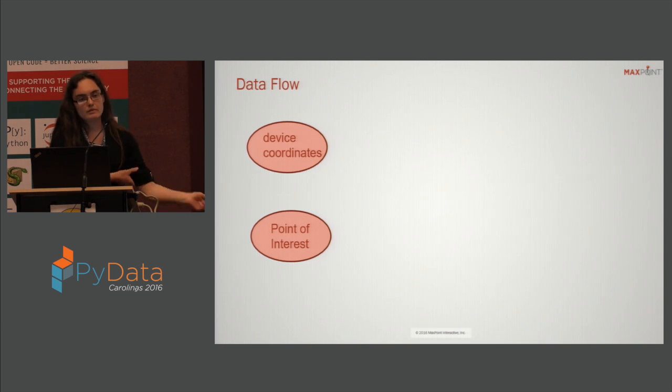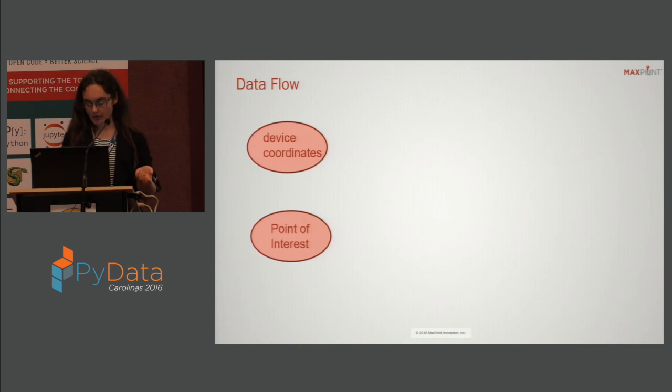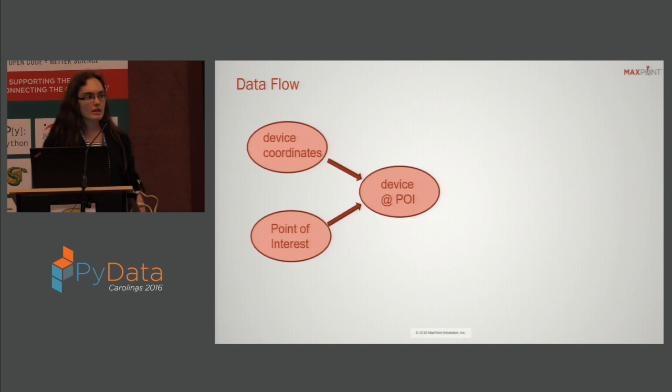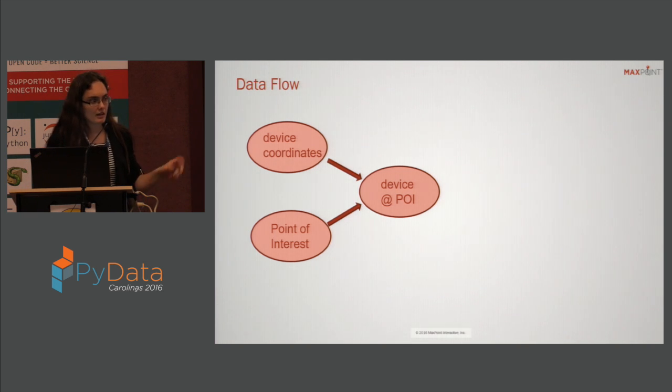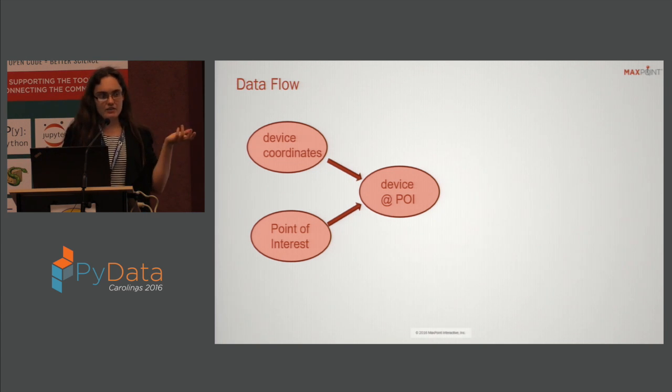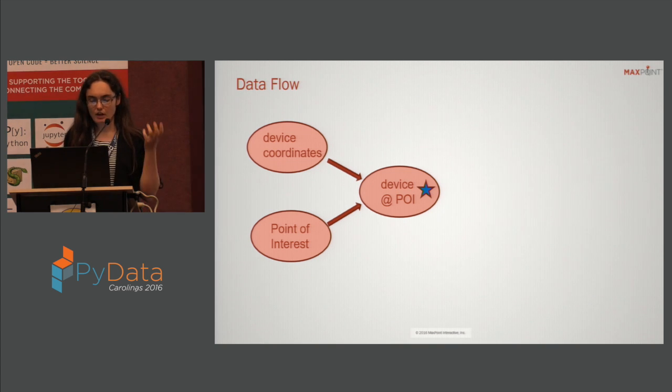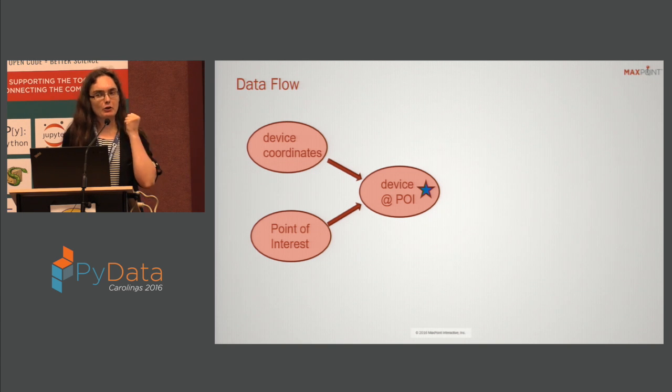So onto our data flow for this. Again, the basic operation that we need to do is take device coordinates and point of interest data and turn it into, okay, I see this device at this point of interest. I see, for instance, if I was trying to attract cats to my house, I see a cat at my house. Or I see a person at the store that I want them to go to. Or maybe I see them at a different store. So that's really the central component of this data flow. If you have a device at a point of interest, you can go many places.